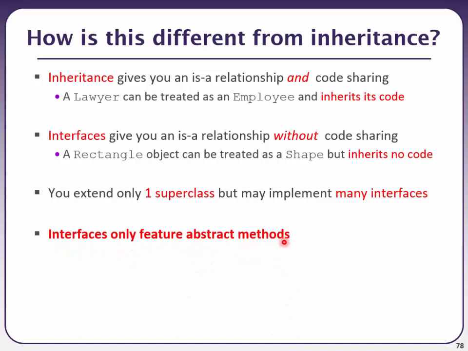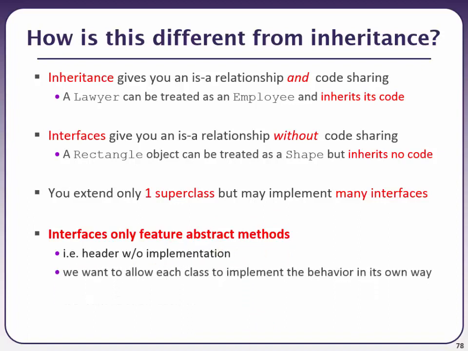Interfaces only feature abstract methods. So we're going to talk about abstract methods and abstract classes, okay? But for now, let's just say that what we call an abstract method in this video is a method that has a header but no implementation. So the name of the method, the data type of the return value, if any, and the list of parameters and the data types. But no body to the method, no code actually to be executed. And interfaces also allow you to feature fields, but only final fields that cannot be modified.